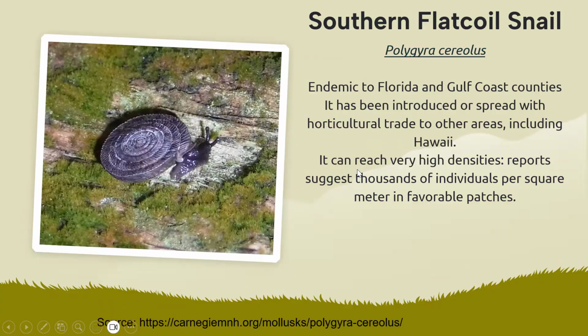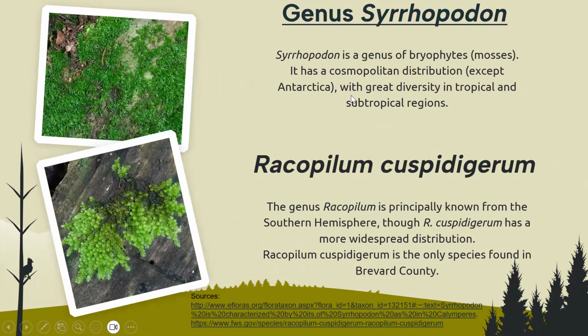The southern flat coil snail is one of the species that I'm sure every single one of you saw in the swamp. It is endemic to Florida and Gulf Coast counties and other states. And unfortunately, it's been introduced to other areas via horticultural trade, including Hawaii. And it can reach very high densities. Reports suggest thousands of individuals per square meter in favorable patches. And I think we were in a favorable patch because these guys were absolutely everywhere, especially on the palm fronds. I found one at least in every single palm frond that we saw.